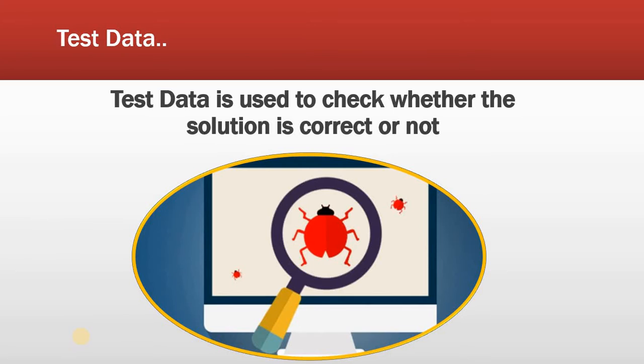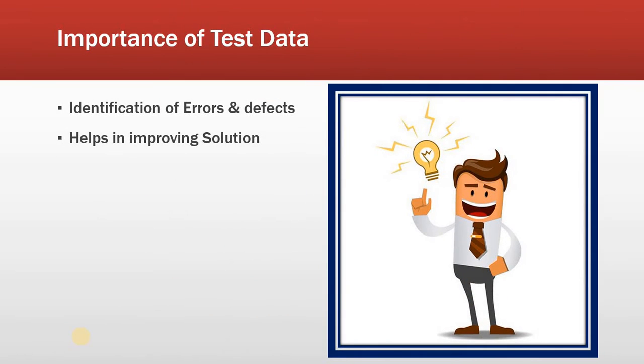Test data is basically used to check whether the solution is correct or not. Whenever you solve a problem, you will come up with one solution and you have to check whether your answer is correct or not. And secondly, it also tells you which one is the best solution for you. Okay. So test data basically helps us in improving our solution and also identifying the errors and defects in our program.